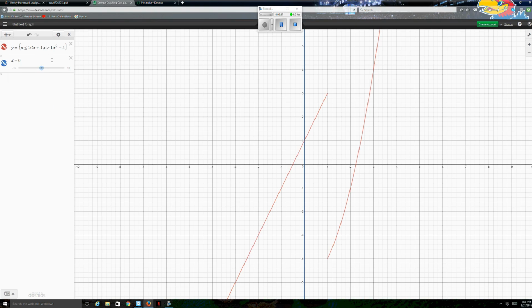Desmos has a fancy way of showing this. So let's move our vertical line here to 1. Notice at 1 here, our graphs have split. When x is less than 1, I move it to the left. It's the line 2x plus 1. And then when x is greater than 1, I'm on this parabola right here, x squared minus 5. So that's what the graph looks like.